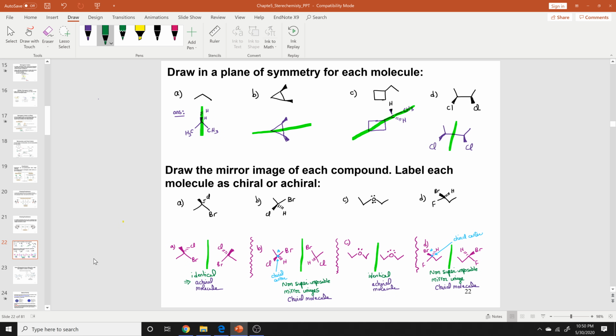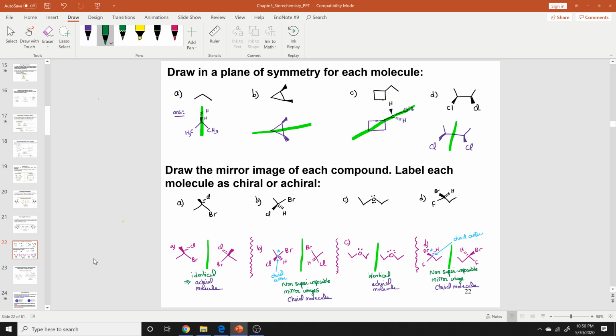So let's have an example in there. Draw in a plane of symmetry for each of the molecules. As we mentioned, the plane of symmetry is an imaginary plane that cuts the molecule in half. So we have a propyl group over there. If we draw an imaginary plane passing through the middle carbon, then it's going to cut the molecule in half. So this is going to be your plane of symmetry.